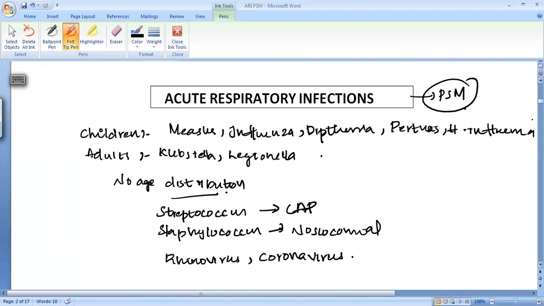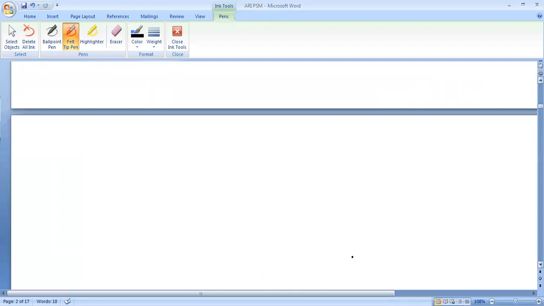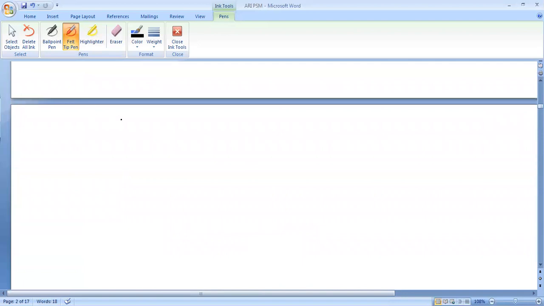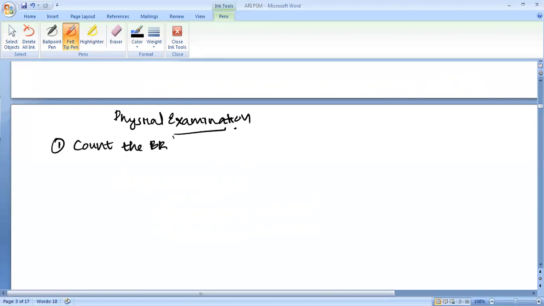Okay, now we are moving to the examination part. Suppose you are sitting in a peripheral hospital, and a case of pneumonia is brought to you. How will you examine this case? We should know what parameters we will use in the physical examination. First of all, we should count the breathing rate per minute. This is very, very important.